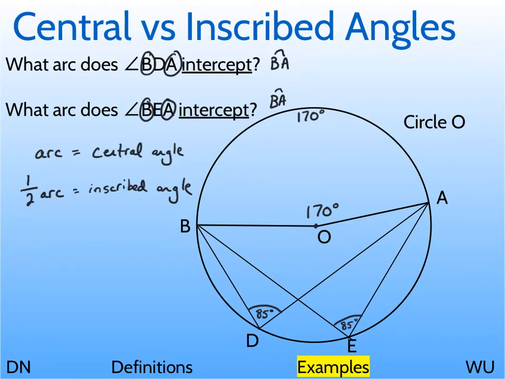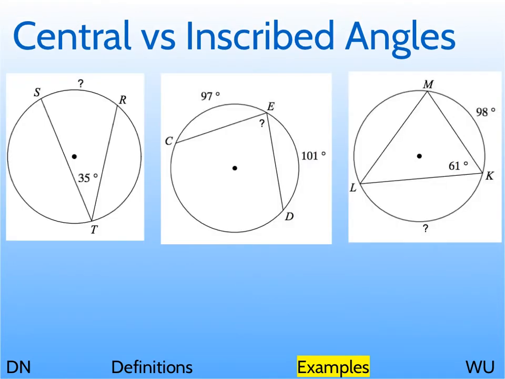Let's practice those a few times. So this first question on the left, we're given an inscribed angle, angle STR, and that's inscribed. And we're asked to find the arc measure. So from the inscribed angle to the arc measure, you would have to multiply by 2. The arc is going to be bigger than the inscribed angle. The inscribed angle is always smaller. So this arc measure is 70 degrees.